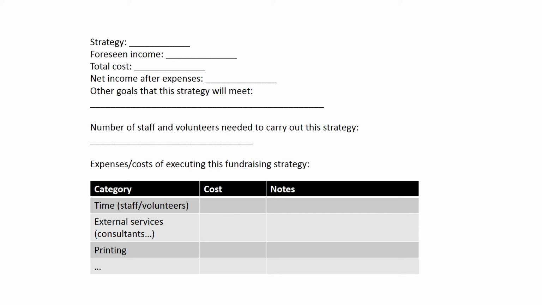To understand which are the expenses and the costs of executing the fundraising strategy, you need to create another small table like the one that you see on the screen. This table just should include category of costs, the amount and some notes that could be interesting for you. For example, time staff volunteer dedicated to the strategy, the cost of this time that is dedicated by the volunteers and the staff, external services that maybe you are taking to implement the strategy, printing costs, and so on.